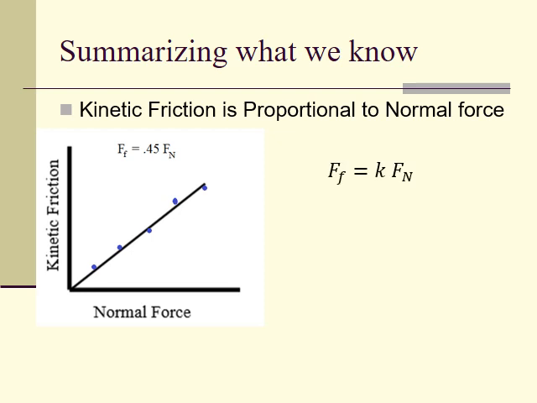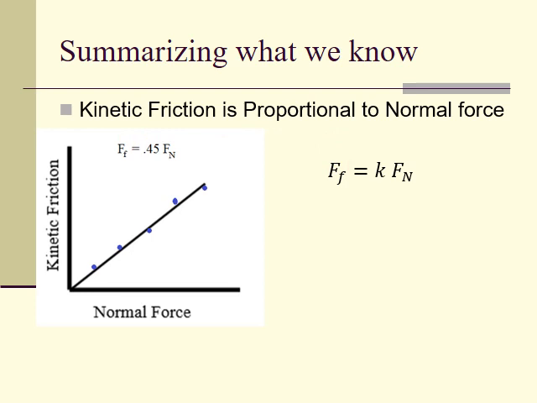We can also then relate this as an equation. The force of friction is equal to some number times the normal force. The question is, what is this some number? The some number on this graph is represented by the slope. So the some number in this example would be 0.45.